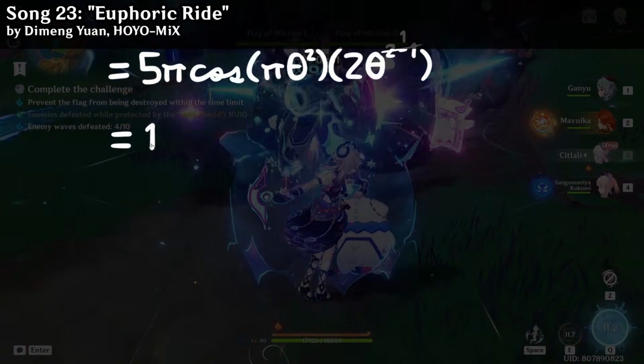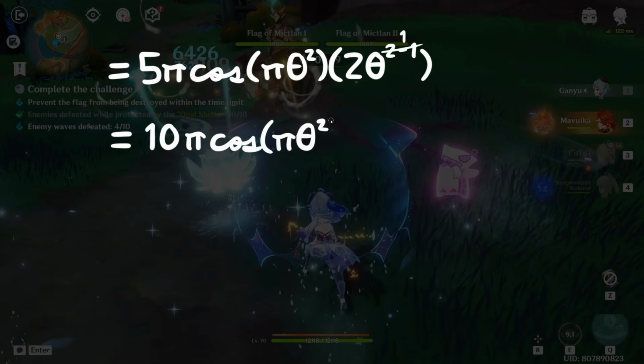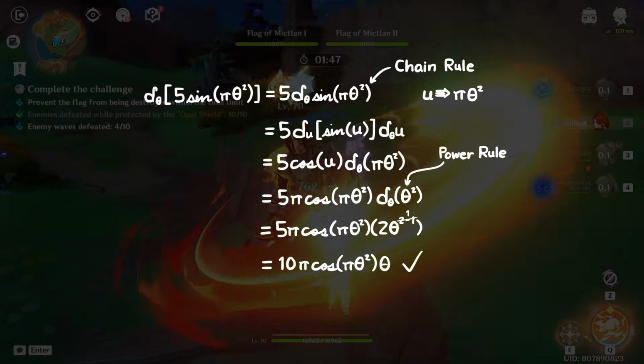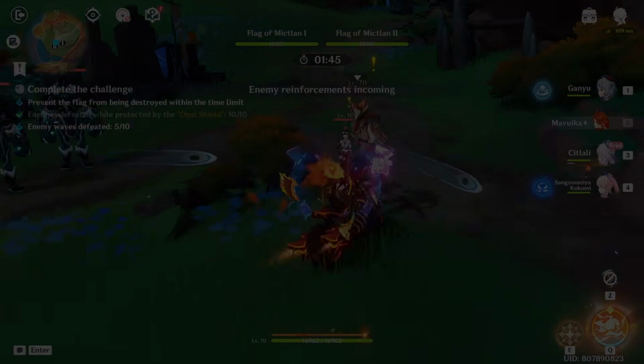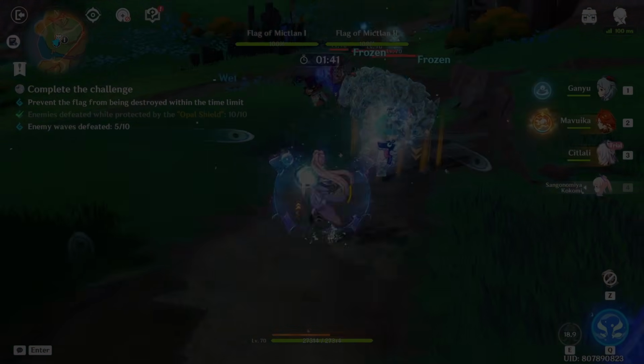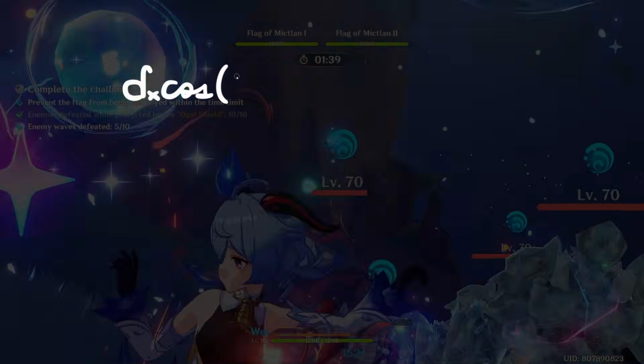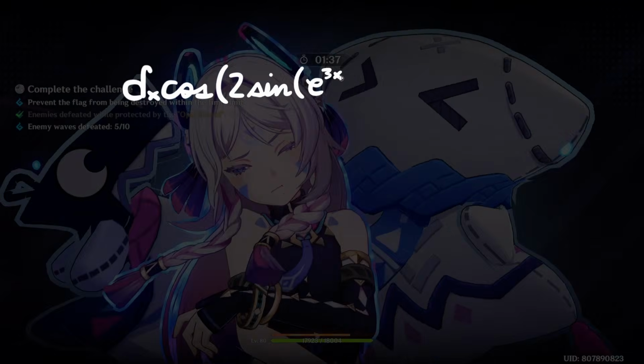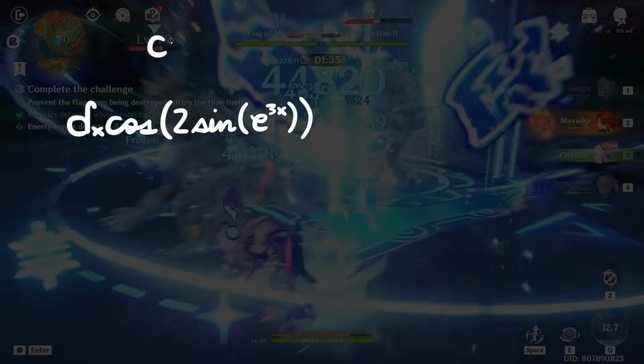With that, we have our final answer. Alright, last example. Let's put your chain rule skills to the test. The derivative of cosine of 2 sine of e raised to the 3x.